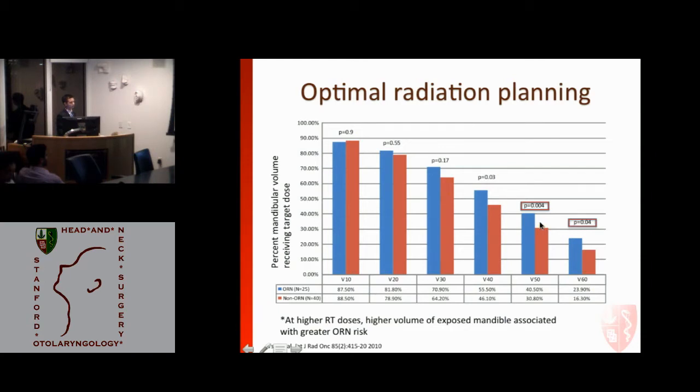The take-home message here is around a dosage of 50 gray and 60 gray to the mandible. It's not only the fact that that's a high dosage of radiation that matters in terms of increased risk of ORN. It's actually the volume of the mandible that is exposed to that dose that matters as well.